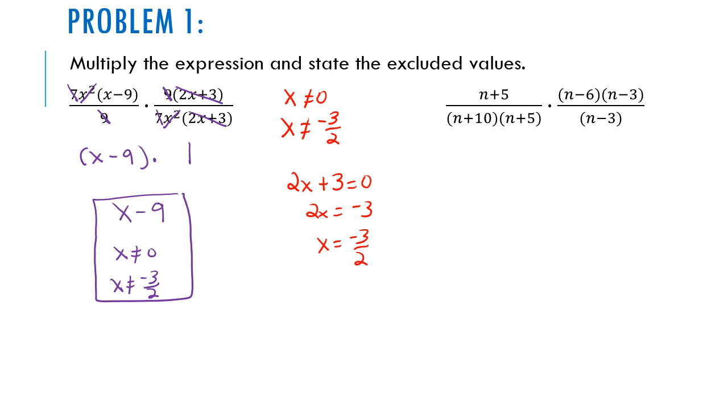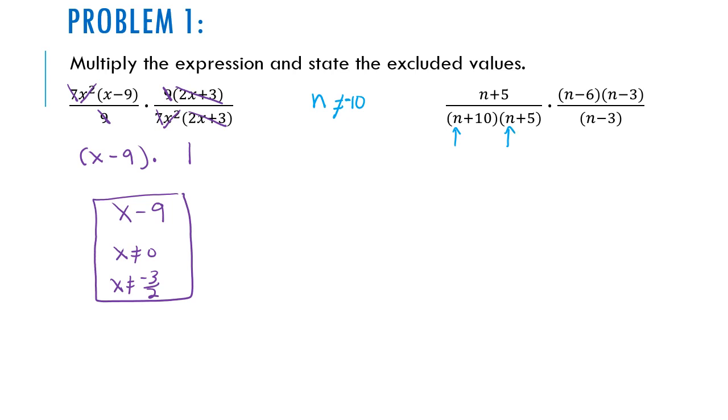So let's take a look at another one. Once again, we want to start looking at the bottom and stating any of our excluded values. So let me erase this over here so we have some room. Okay, so looking at the n's, we can ask ourselves what number plus 10 would equal 0? Well, that would be negative 10. And then we go, okay, what number plus 5 would equal 0? Negative 5. What number minus 3 would equal 0? Positive 3. So now we've just stated our excluded values.